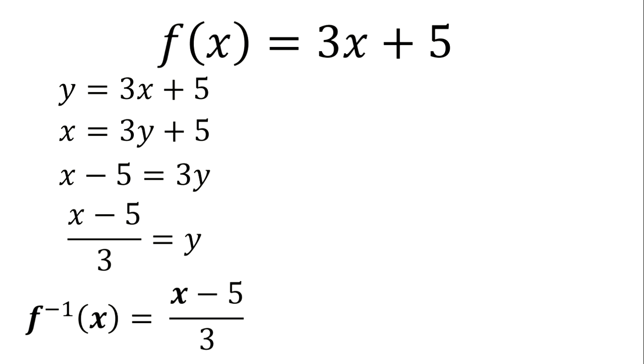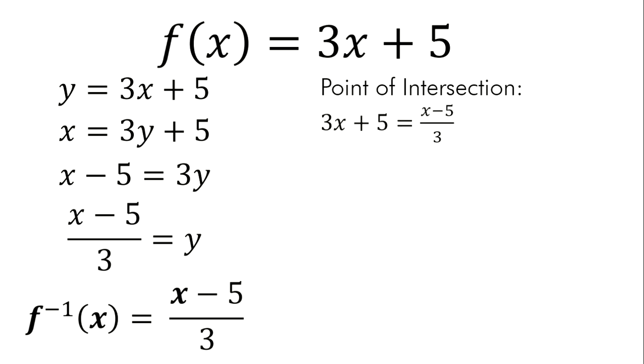Okay, now since we are graphing the inverse function, we need to identify the point of intersection for this linear function. To identify that, we need to equate the two functions. So in identifying the point of intersection, again, we equate them. That's 3x plus 5 is equal to (x minus 5) over 3. The value of x here will be the x coordinate of our point of intersection.